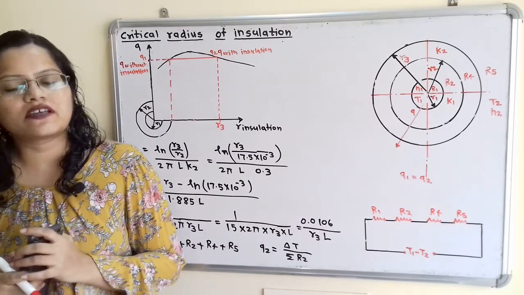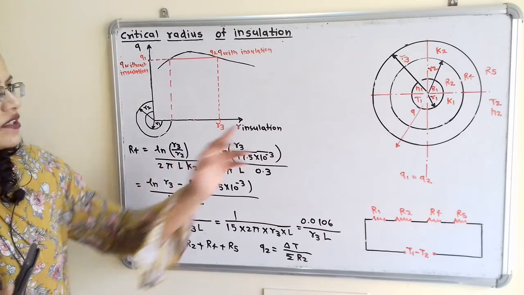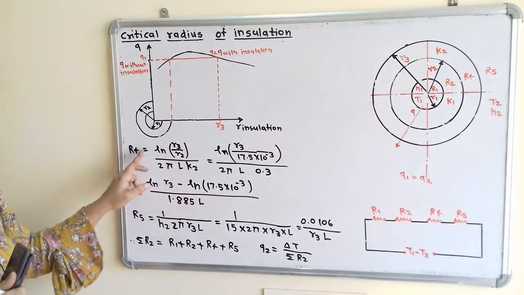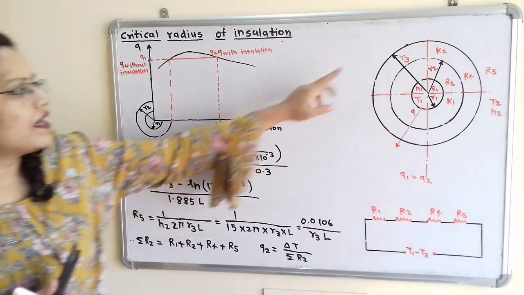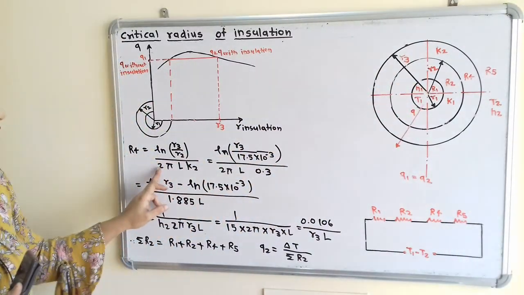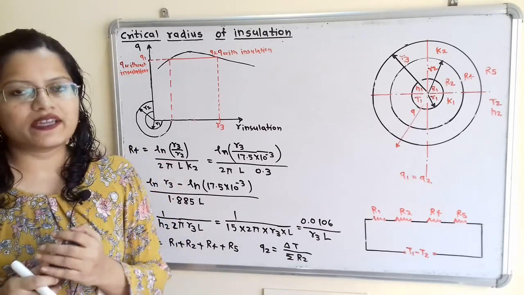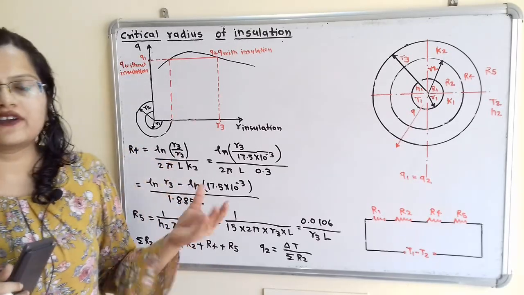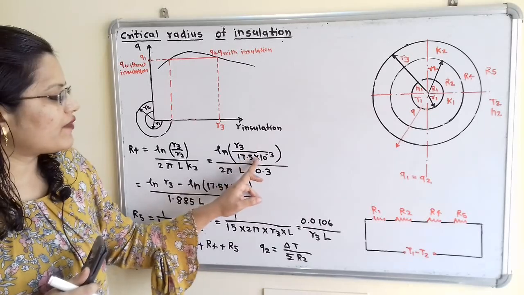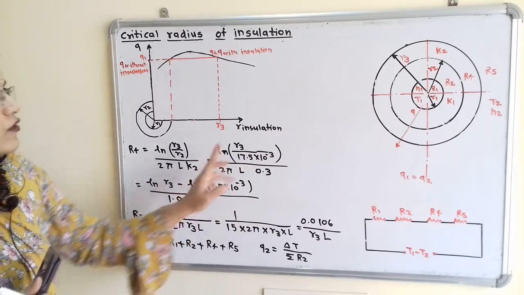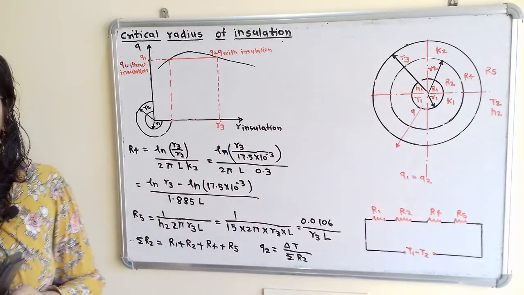So R4 is the resistance due to conduction in the insulation material. So with the help of the diagram we will apply the formula. R4 is equal to ln R3 by R2 divided by 2 pi L K2. Now this R3 value we have to find out. So we will take R2 in standard unit, that is 17.5 into 10 raised to minus 3 meter, divided by 2 pi L, and the value of K2 that is mentioned, 0.3.